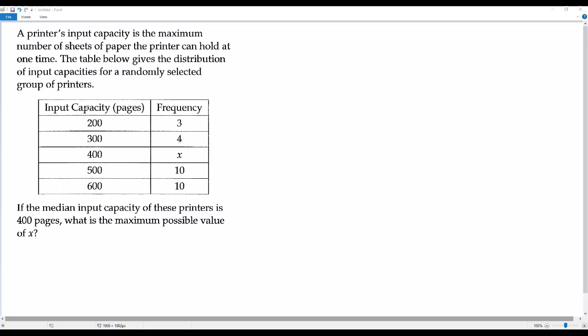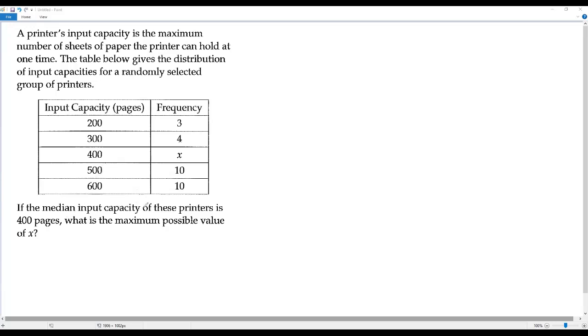Okay, in the table, in the first column, we have input capacities. In the second column, frequency. Frequency means the number of printers. That is, there are three printers with the input capacity of 200 pages each, and there are four printers with the input capacity of 300, and there are X number of printers with the input capacity of 400, and 10 printers with input capacity 500, and 10 printers with input capacity of 600.